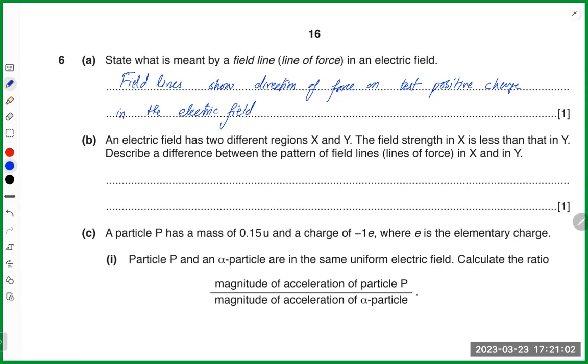Because in junior classes you are told that the electric field is from positive to negative. But the actual definition is that if you want to know the direction of the electric field, just put a positive charge there. Whatever direction of force is experienced by that test positive charge is the direction of the electric field. It will always be away from the positive and towards the negative.